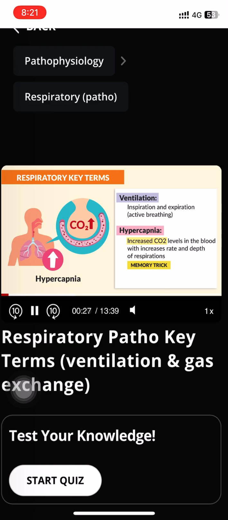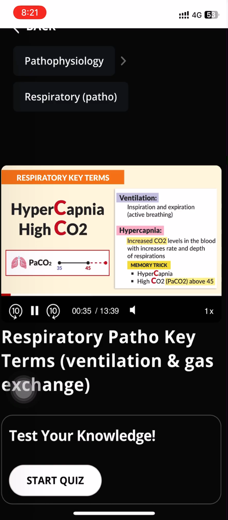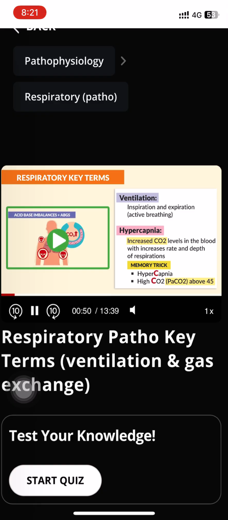So the big memory trick here, just look at the C's. Hypercapnia, think high CO2, basically a PaCO2 above 45. The key number there is above 45. Clients can slip into respiratory failure, what's called hypercapnic respiratory failure, with too much CO2 inside the blood, which we cover in detail in the acid-base lectures.